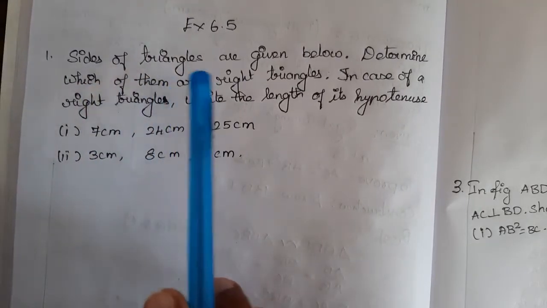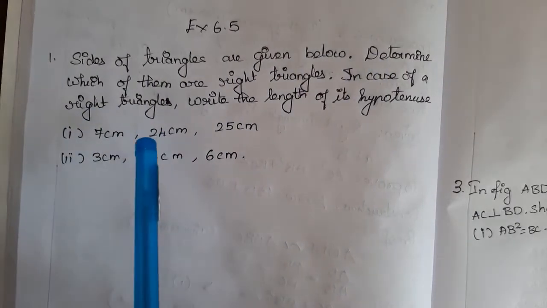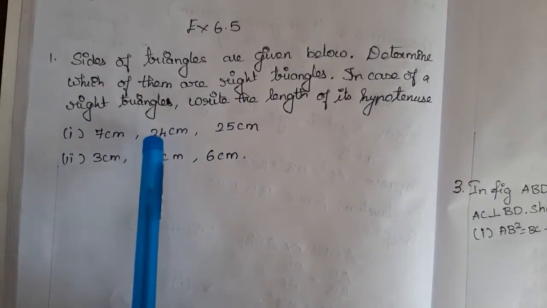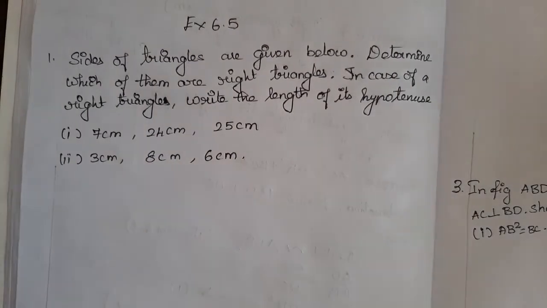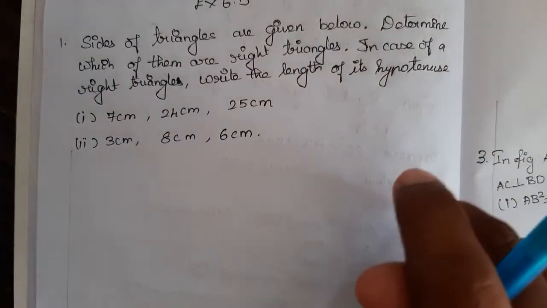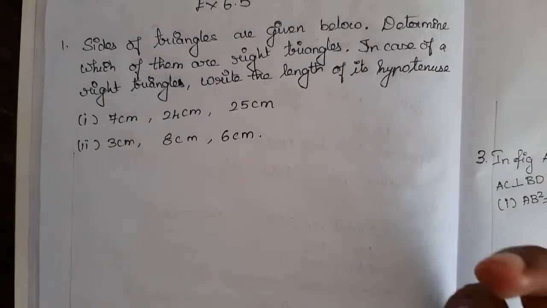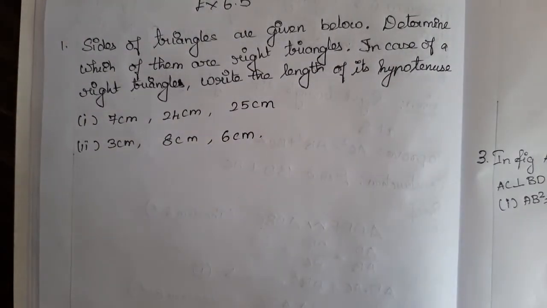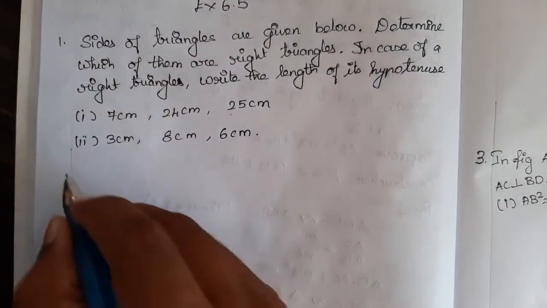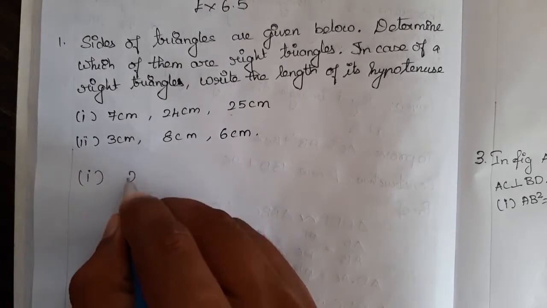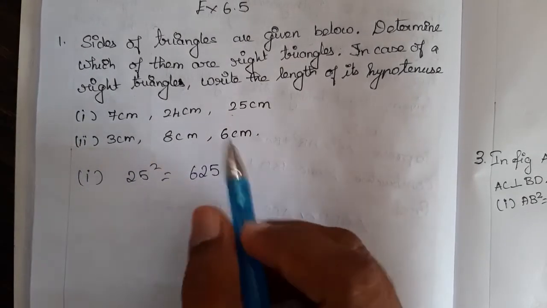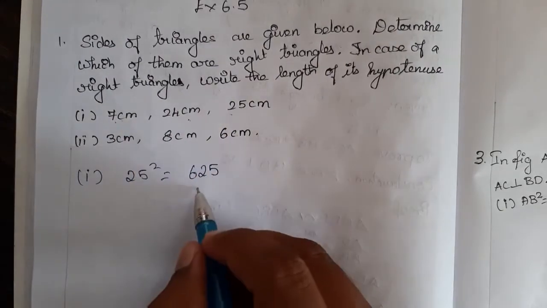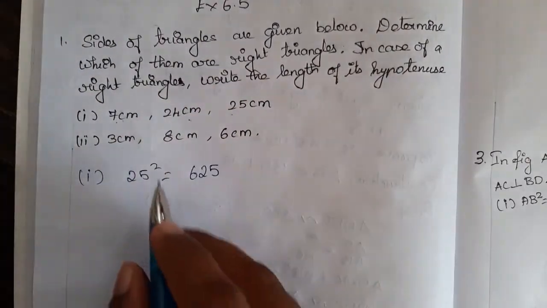Sides of triangles are given below. Determine which of them are right angled. In case of a right angle, write the length of its hypotenuse. So first we have to say whether it is a right angle or not. To prove that, we know that the sum of the squares of two sides will be equal to the square of the hypotenuse side. And always the hypotenuse is the longest side. So let me choose the hypotenuse as 25. So 25 square is equal to 625, and if the sum of the other squares is also 625, then it is a right angle. If not, then it is not a right angle.